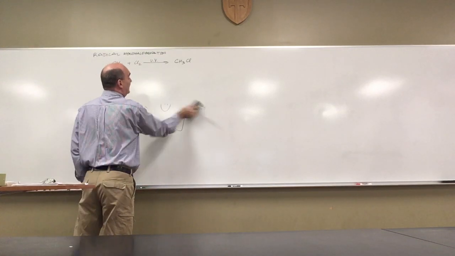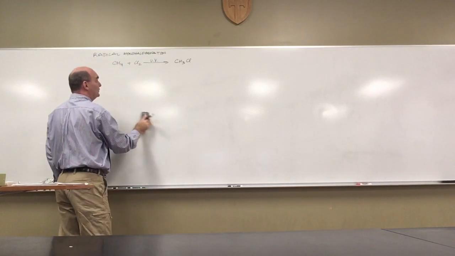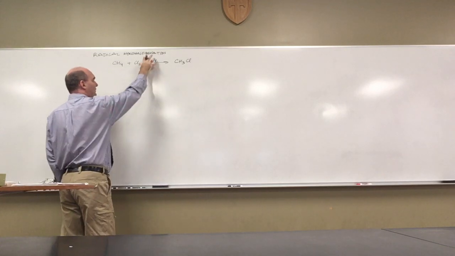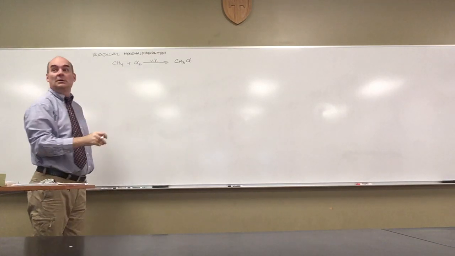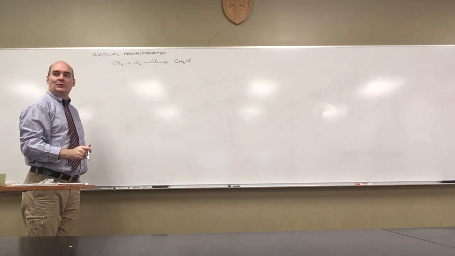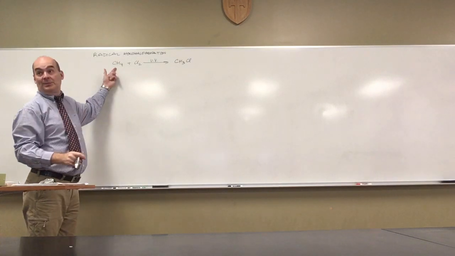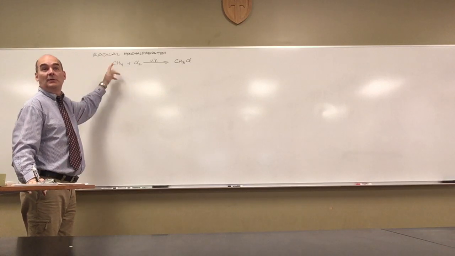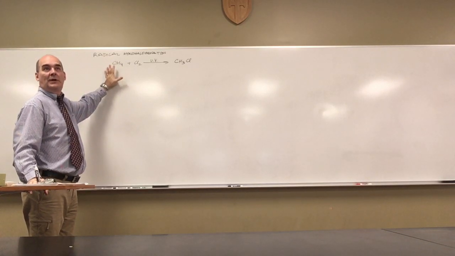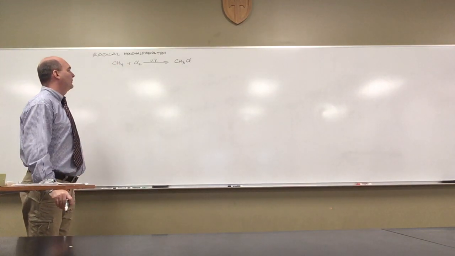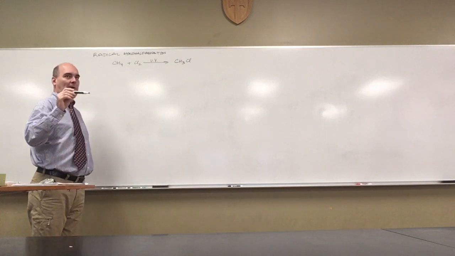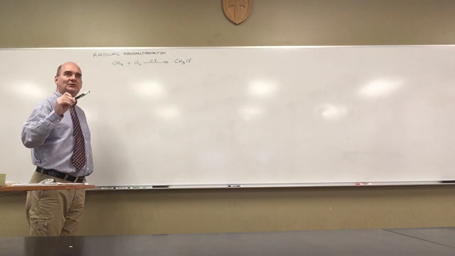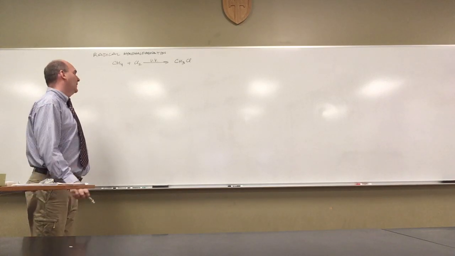There are a couple of other things that we can do. We can generate the radicals with a spark. Probably don't want to do that because our feedstock is probably flammable, possibly explosive. So we don't want that. So these reactions take a little bit of care. We have a much better way of doing it.